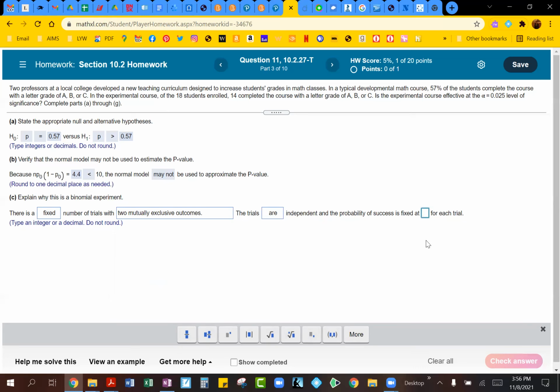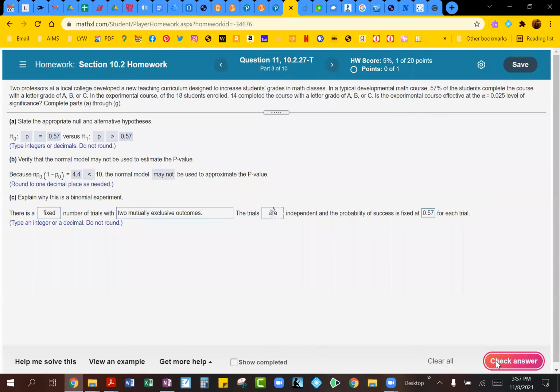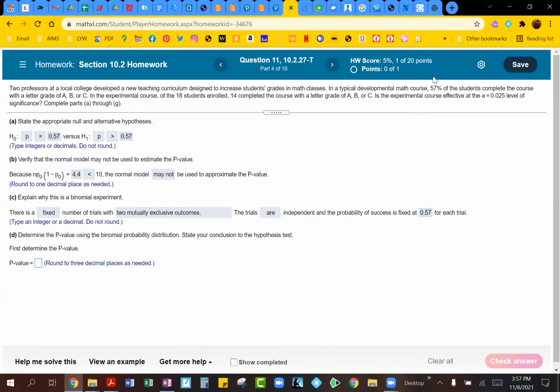chance, what will that be? Will this be 0.5 or 0.57? Our probability fixed at each trial. I'm actually going to try 0.57 because that's what's given to us, and let's see what that comes out to be. Alrighty, very good. So you are basing it off of the probability that's given to you from the typical math development class.